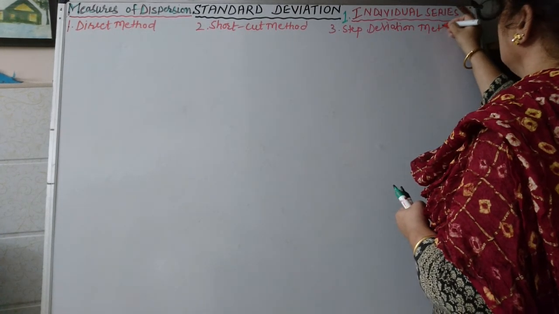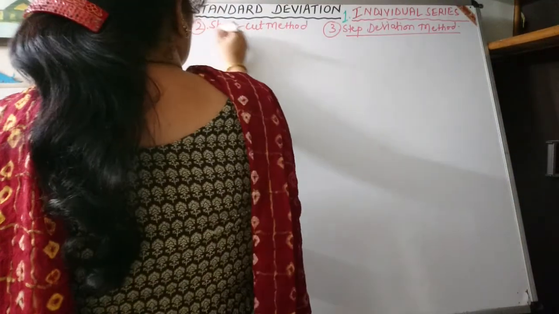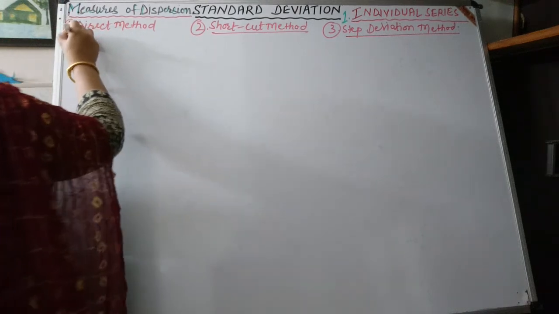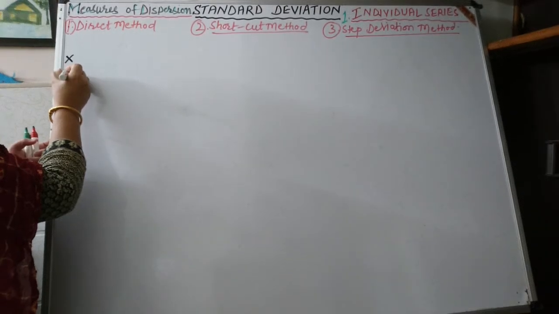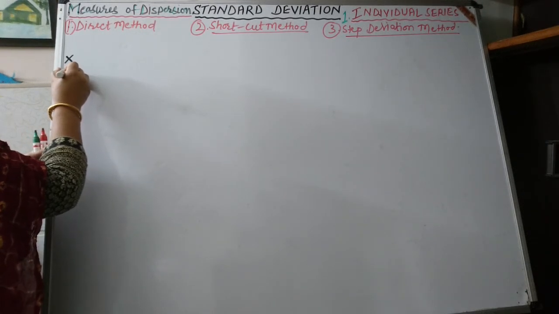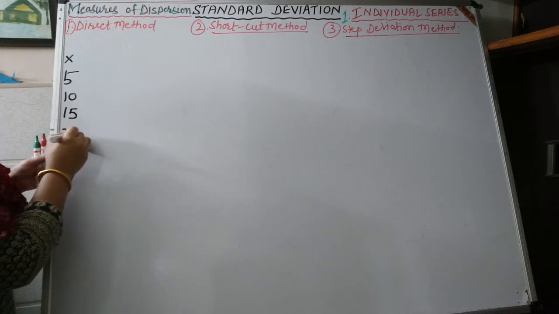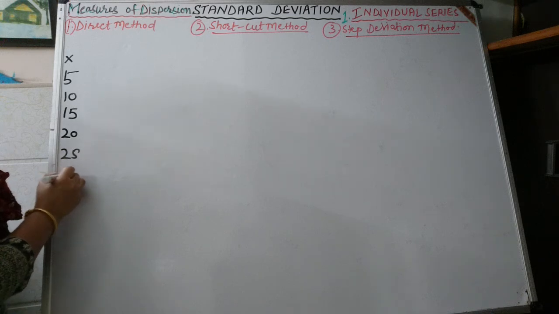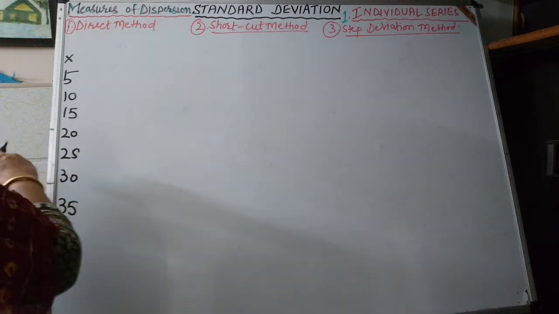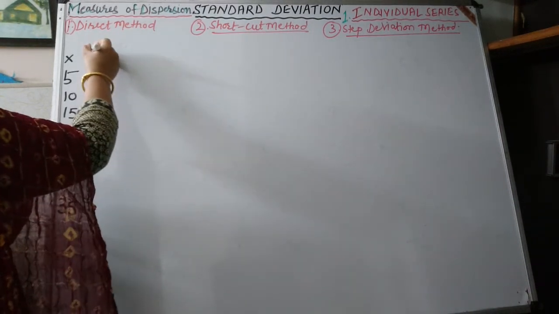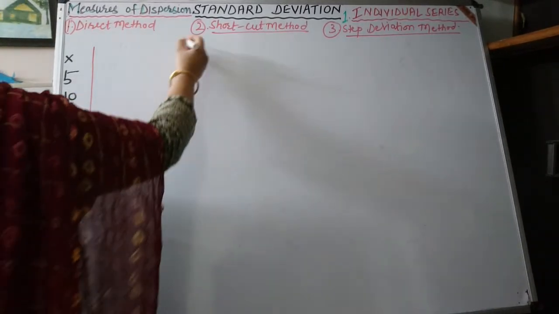So let us start with direct method. And in all the three methods we will take the same statement regarding x. The values of x are 5, 10, 15, 20, 25, 30, 35. These are the values of x. And now let us start evaluating first of all direct method.